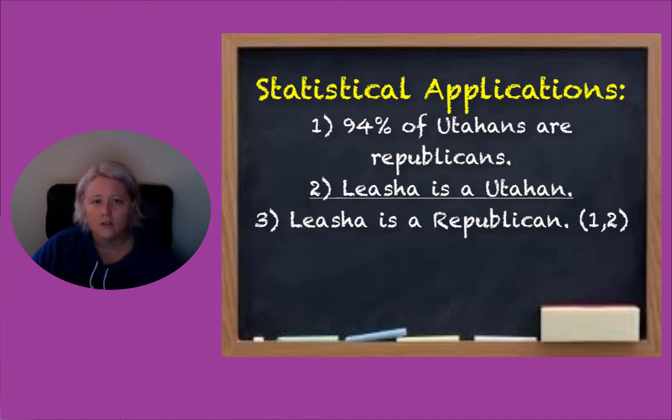Also notice that this inductive argument is not a statistical generalization. It doesn't start from a sample population and make a general claim. It's a statistical application. We start from the general and move down to the particular. So we apply a general claim to a particular person or case. So because 94% of Utahns are Republican, and Leisha is a Utahn, we conclude that Leisha is a Republican. So we've applied something about Utahns generally to one particular Utahn.